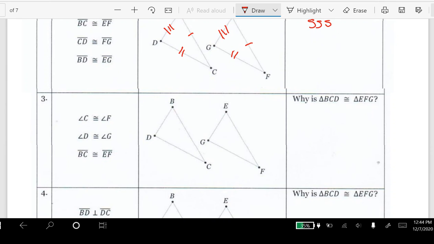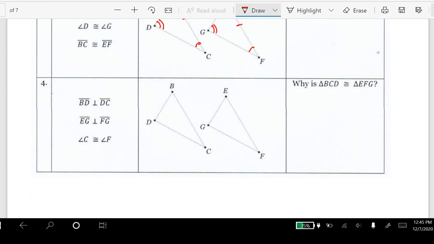For number 3, we have angle C and angle F are congruent. We have angles D and G congruent. And then we have BC is congruent to EF. So we have 2 angles and a side, and because of that, we should be thinking one or the other. These are our 2 choices: ASA or angle, angle, side. If we look at the visual here, this is going to be an angle, angle, side setup because we have angle, angle, and the side is not in between. So that's going to be ASA. I'm sorry, AAS.